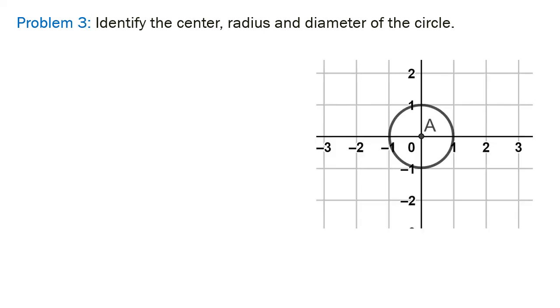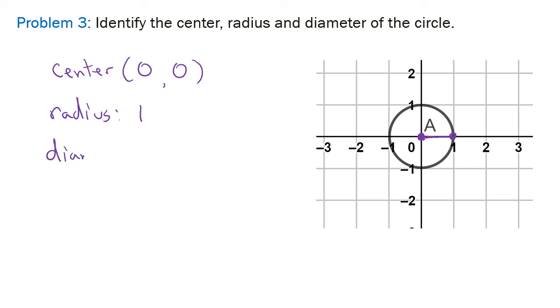Okay, problem 3. It's asking us to find the center, the radius, and the diameter. To find the center, we just look at the center of the circle, which is located right here at point A, which is at the coordinate 0, 0. Radius is from the center to the edge of the circle, which is 1 unit. And then the diameter is always just double the radius. So 1 unit, 2 units, and you have your diameter.